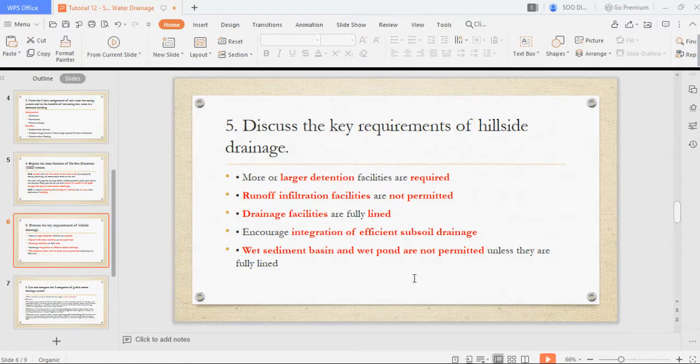So for hillside drainage, you want to ensure that the runoff is not too much, and if there's any drainage facility, it has to be fully lined, meaning a concrete base if possible, and you want to encourage that the subsoil can drain off the water or is permeable. So these are the key requirements of hillside drainage.